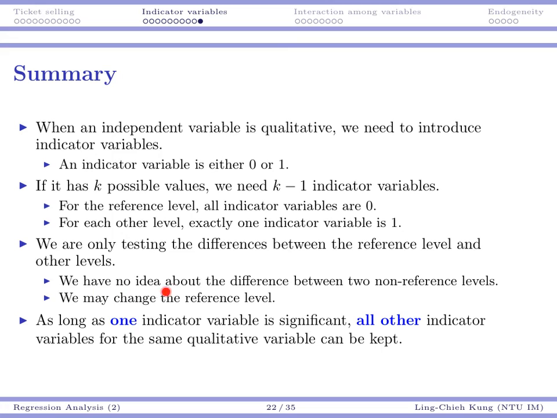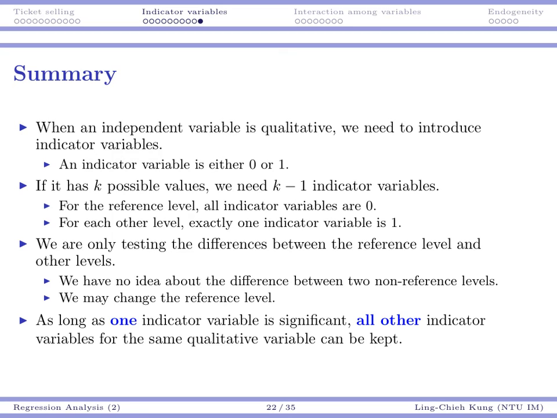We have no idea about the difference between two non-reference levels, and that means if we, for example, have levels a, b, and c, and we choose the reference level to be a, then we cannot compare b and c. So if we actually want to compare b and c, then we need to change our reference level and redo the regression. We're going to see what's the impact between b and c.